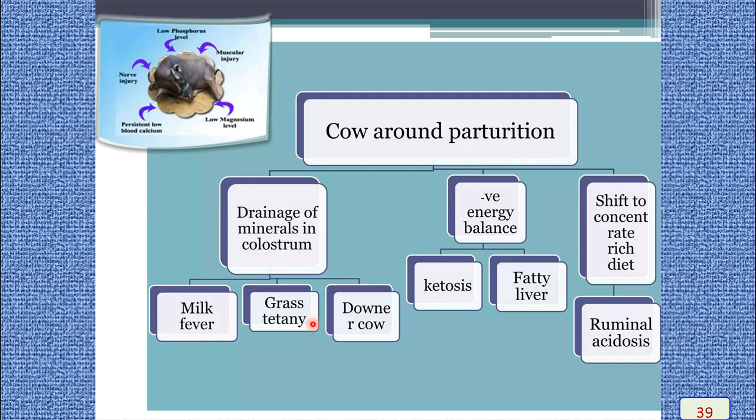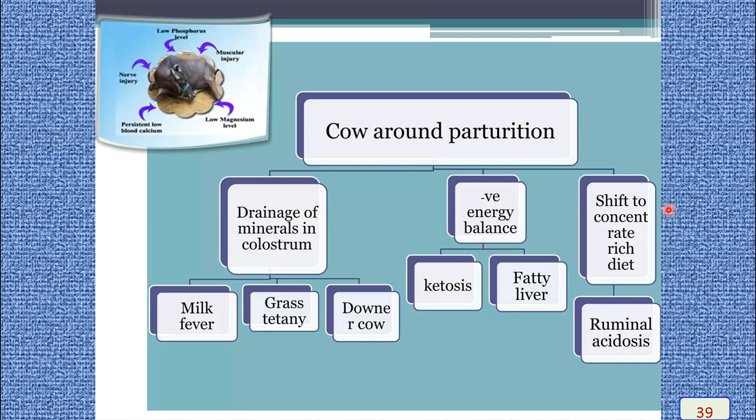Then the cow around parturition will be susceptible to so many diseases. Number one, drainage of the minerals in the colostrum causes milk fever, grass tetany, and DCS. Whereas the cow around parturition will always have the negative energy balance that leads to ketosis and also fatty liver syndrome. Both of these come simultaneously, along with a sudden shift to a concentrate-rich diet.